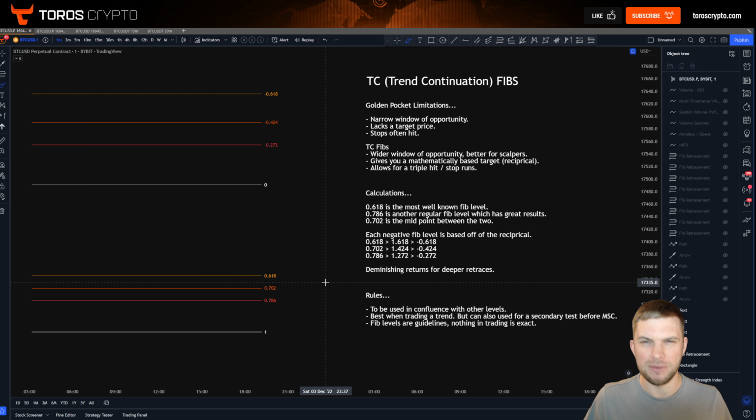Okay, you want to have a good horizontal. You want to have volume there. You want to have other stuff there that's giving you a basis for a trade. And then your fibs are used in confluence with that. It is best when trading a trend.